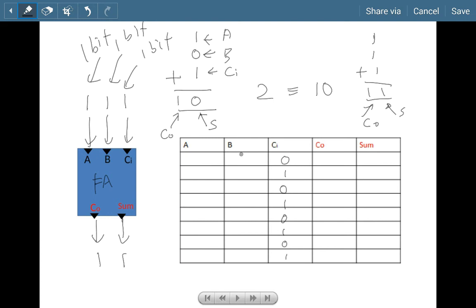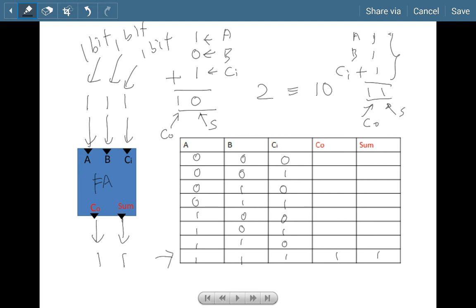The second rightmost column, fill it up with alternating pairs of zeros and ones, 0, 0, 1, 1. The next column is filled up with alternating 0, 0, 0, 0 and 1, 1, 1, 1, and so on. Take for example just now the addition. If the input condition is 1, 1, 1, this is your A, this is your B, this is your C in, you expect the output to be a 1 for the sum and a 1 for the carry out.